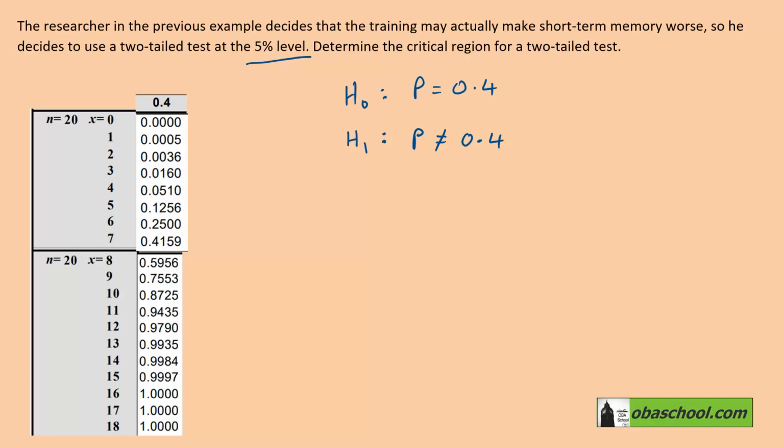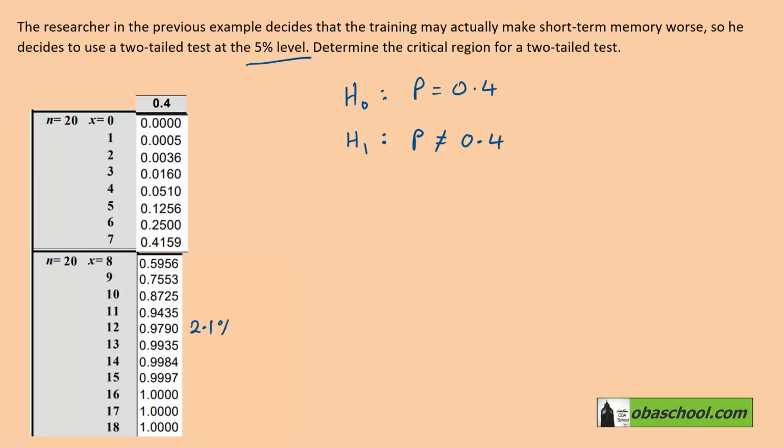Now, from the previous example, we found that 9790 gave us 2.1%. Now, with a 5% two-tailed test, we split that and make it 2.5% at either end. So this is still fine, and remember this was 5%, so we can still have a critical region here.